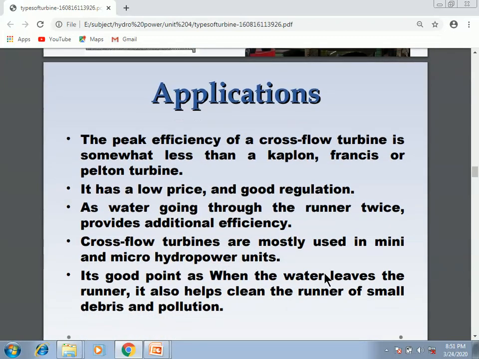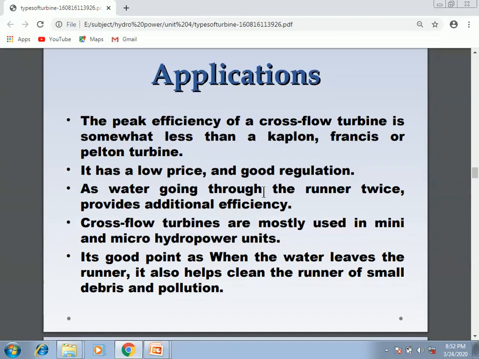What is the application of cross flow turbine? The peak efficiency of cross flow turbine is somewhat less than Kaplan turbine and Francis turbine. It has low price and good regulation. So wherever low head is required, these cross flow turbines are preferred.